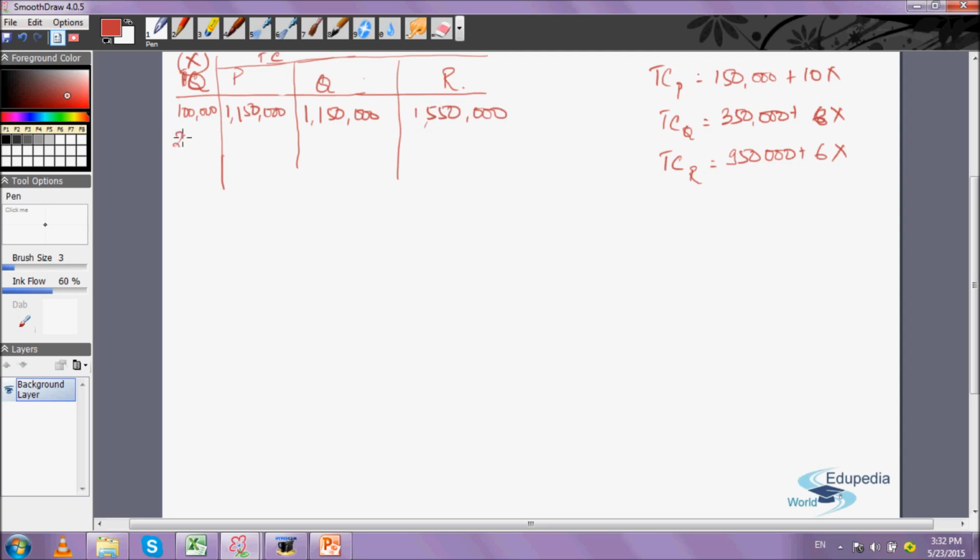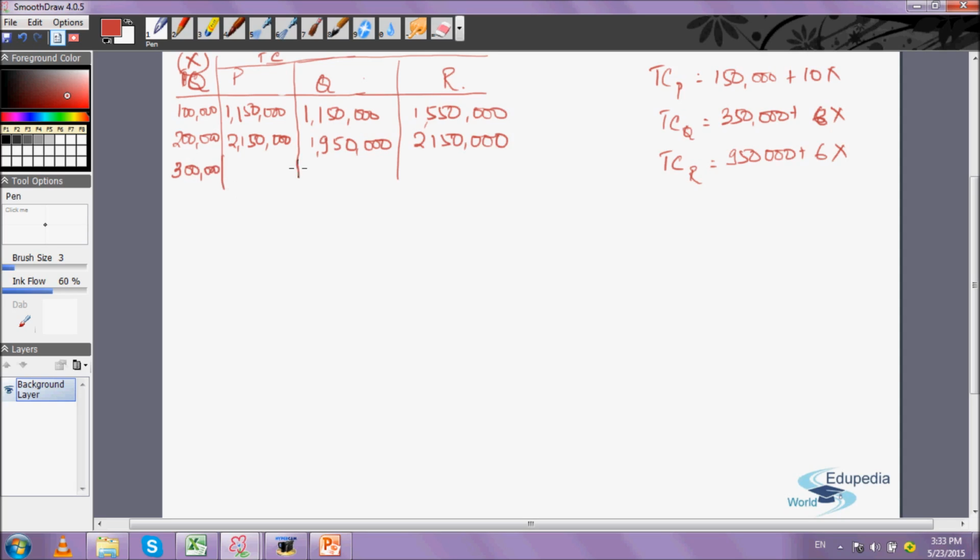Okay, similarly now let's find for 200,000. At 200,000, we know that P and R are in sync. So whatever value we calculate for P will be the value for R. Okay, so P, when we put the value of X equals 200,000 here, the value which we obtain would be 2150000, and that will be the value for R as well, 2150000. For Q we will have to calculate, and when we work it out, the value would be 1950000.